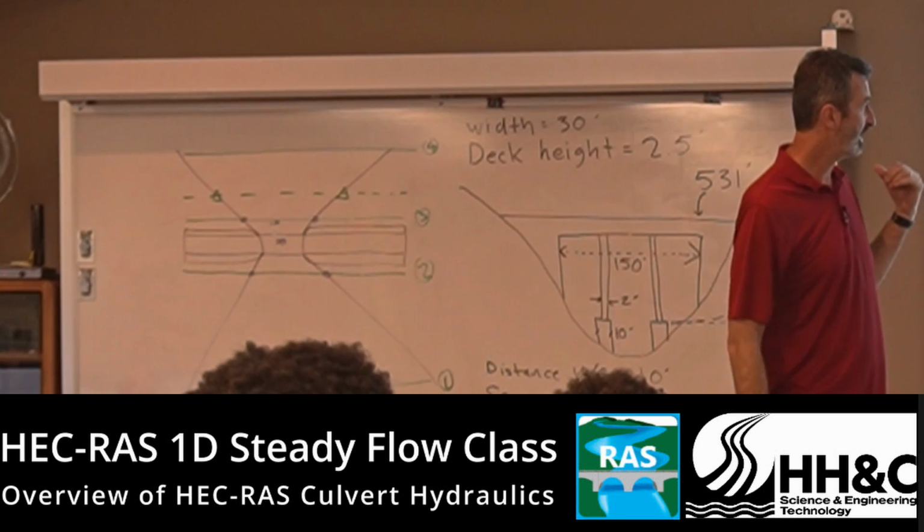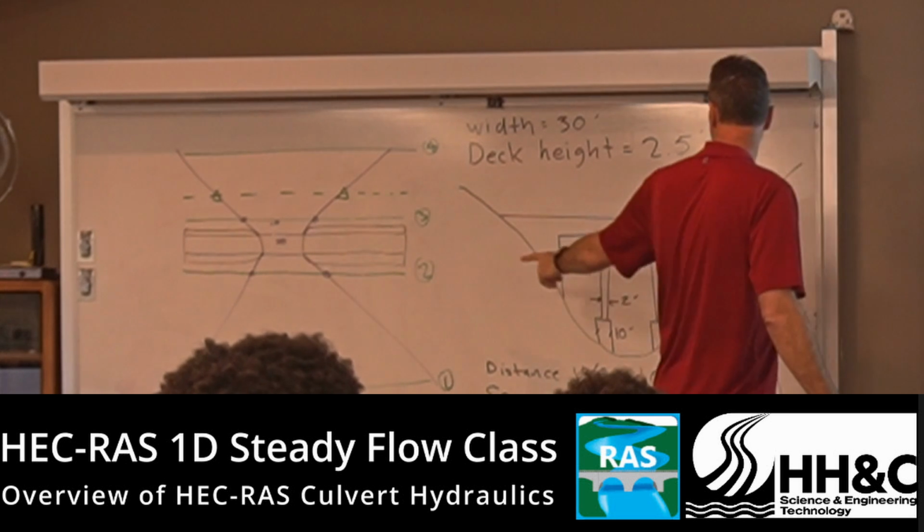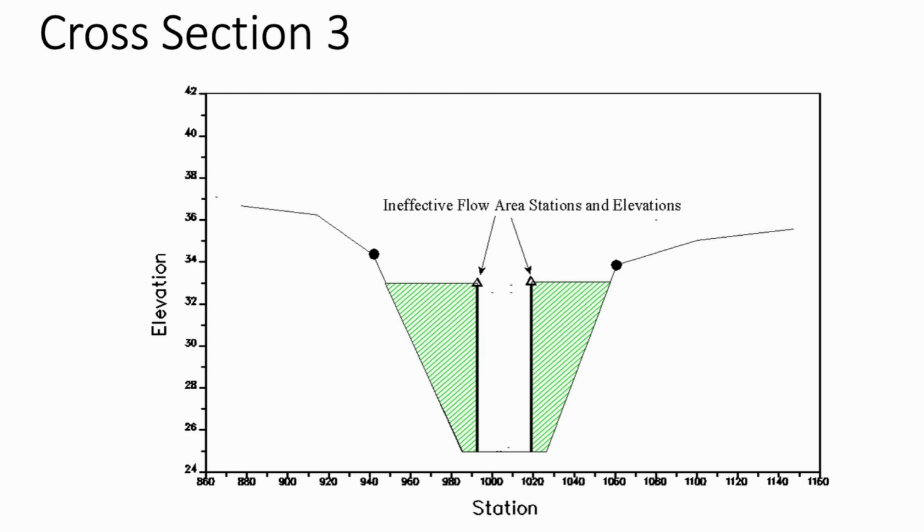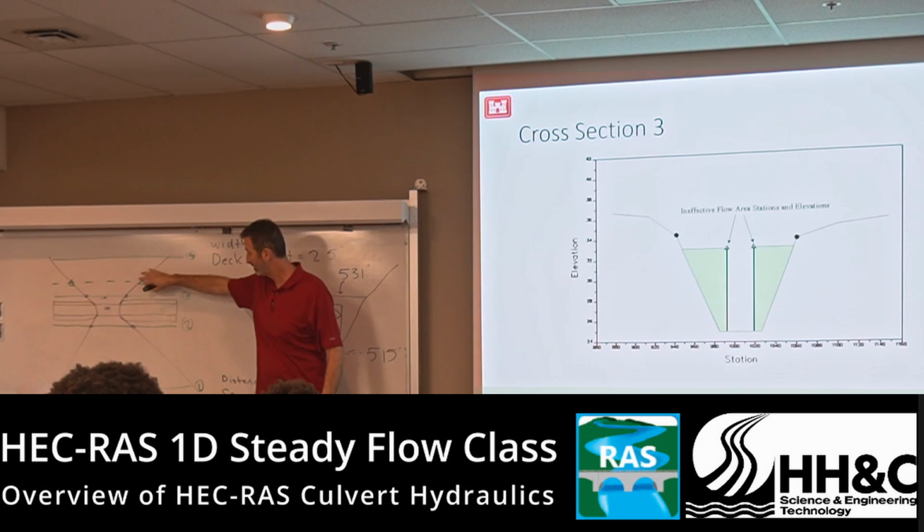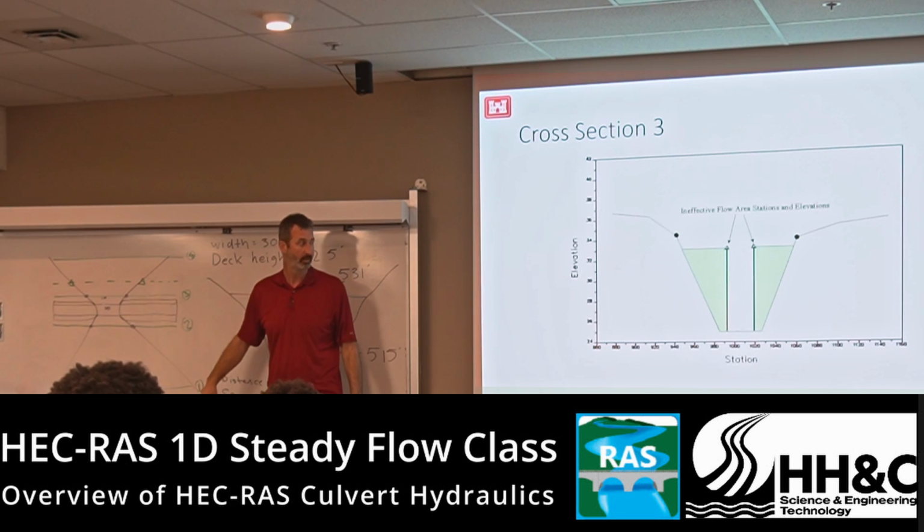Cross-section 3 and upstream side. So that's this one, and it will have ineffectives there. And the placement of them, left and right, has to do with the contraction and expansion ratios we were talking about. Again, upstream side, kind of 1 to 1-ish. Downstream side, 2 to 1.